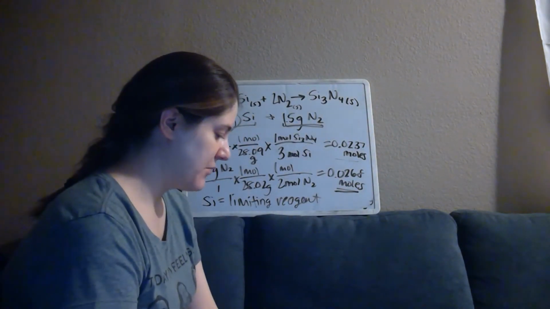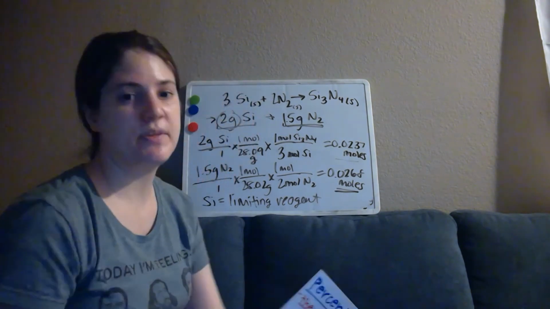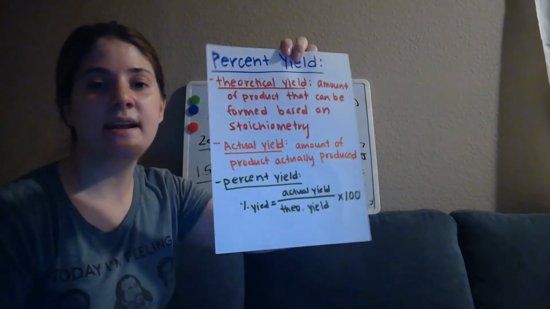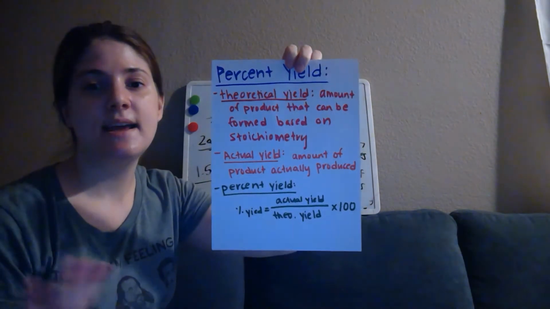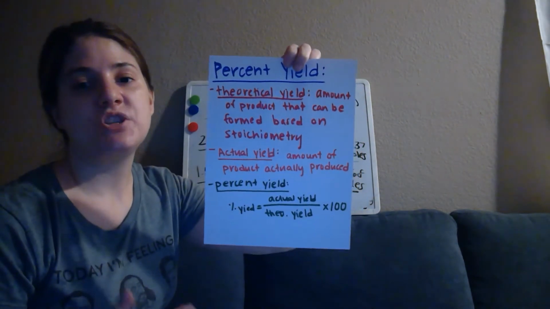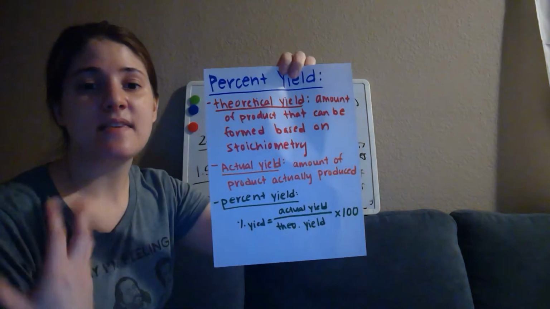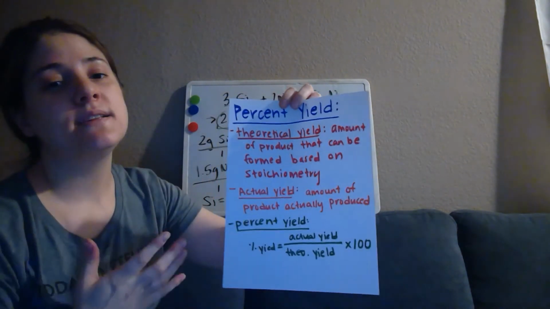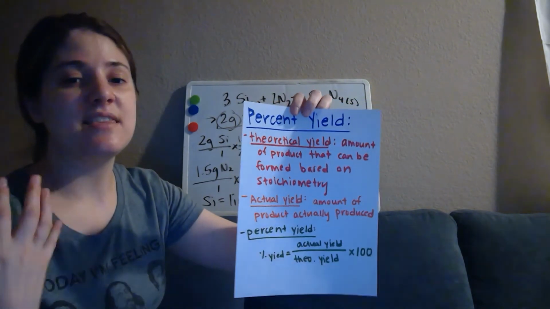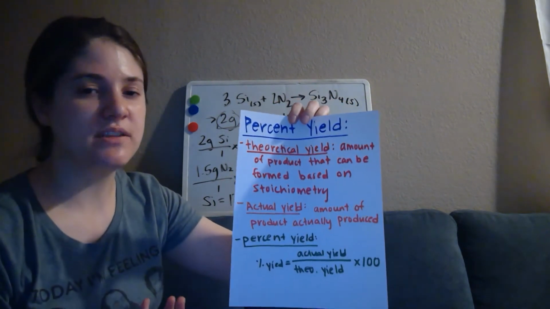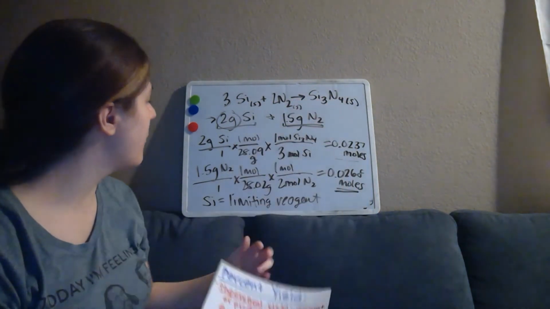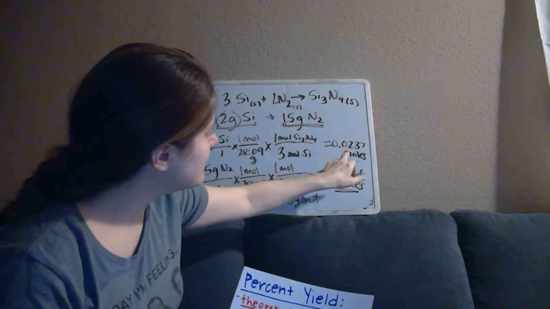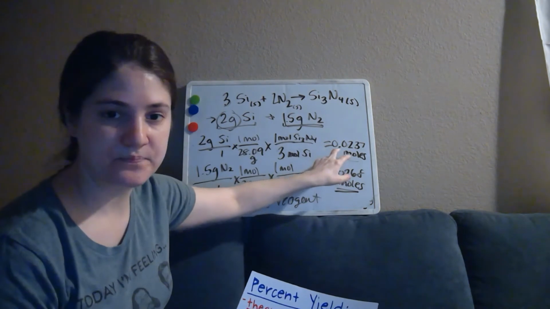The last thing we're going to deal with is something called percent yield. So percent yield, we've done it in the lab a bunch. It's just the amount of product you've actually made divided by the theoretical yield. And so the theoretical yield is the amount of product that you can make in theory. It's what you'll calculate using those stoichiometric ratios. So the theoretical yield of this reaction would be that 0.0237 moles.